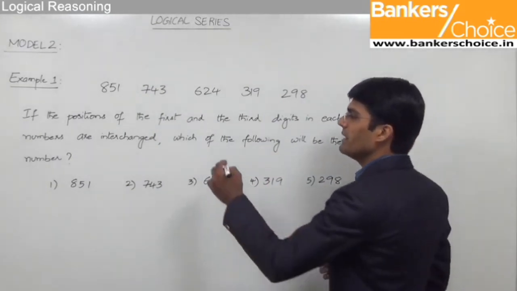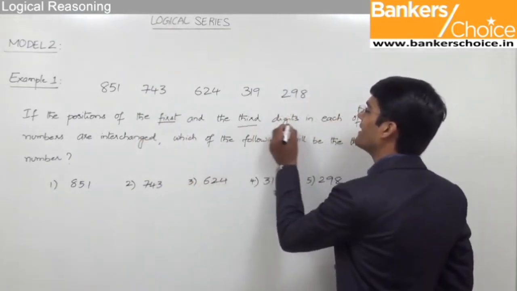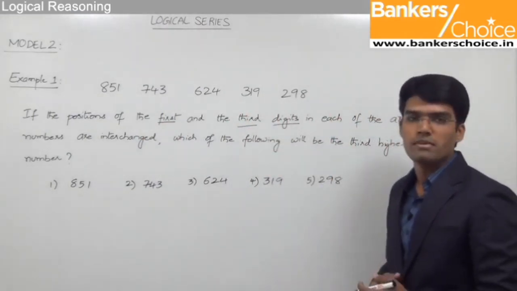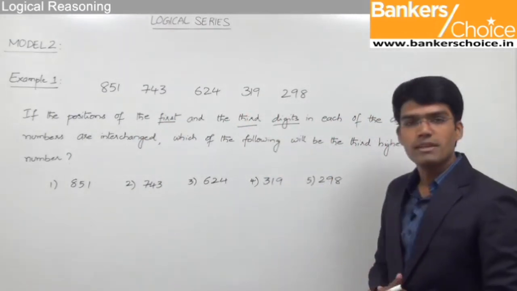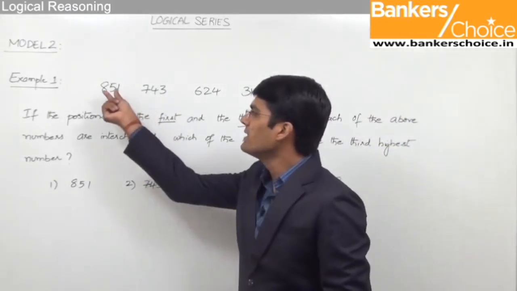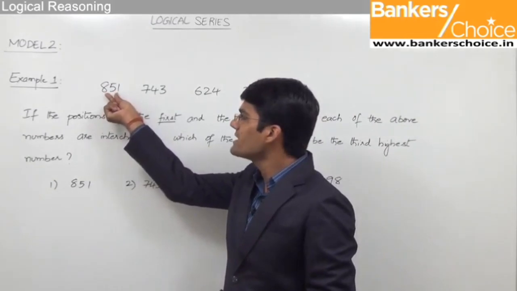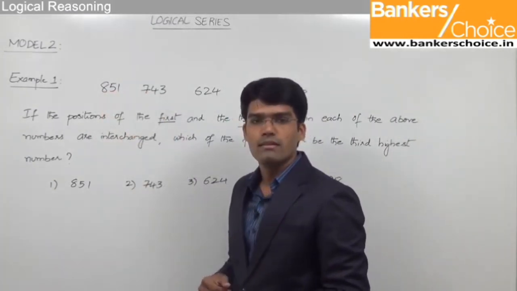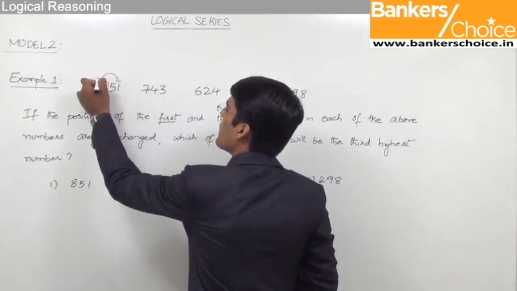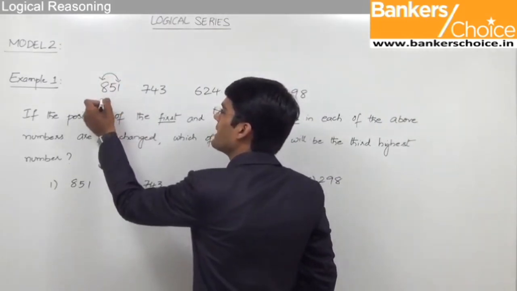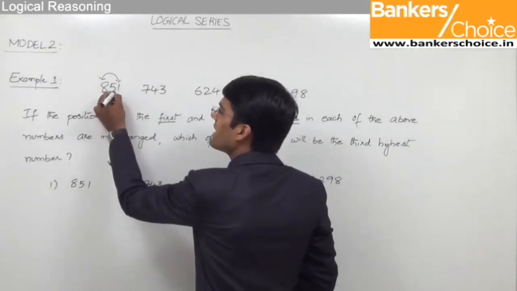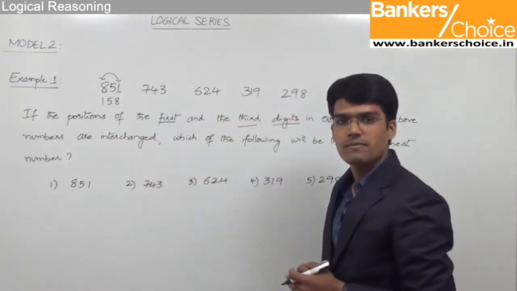So as given in the question, we need to interchange the first and the third digits in each of the above numbers. And from those new numbers, we need to find out which is going to be the third highest number. Now as you can see here, in the number 851, the first digit is 8, second digit is 5 and the third digit is 1. So by interchanging the first and the third digit, that is by interchanging 1 and 8, the new number which we obtain is 158. So as you can see here, the third and the first positions have been interchanged.